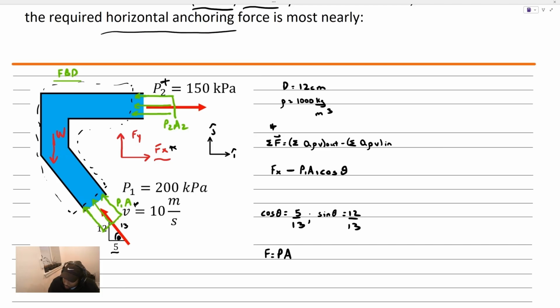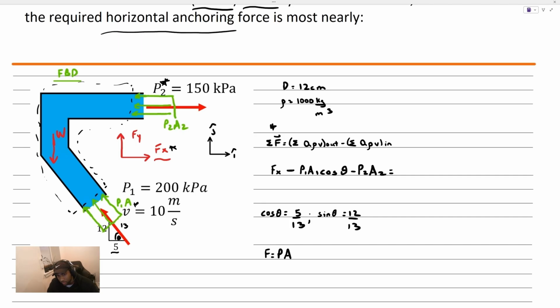What about this term here, the P2A2? That's also just pointing towards the left, and there is no slope there. So it's just minus P2A2. What that's equal to is the change in my momentum flux.